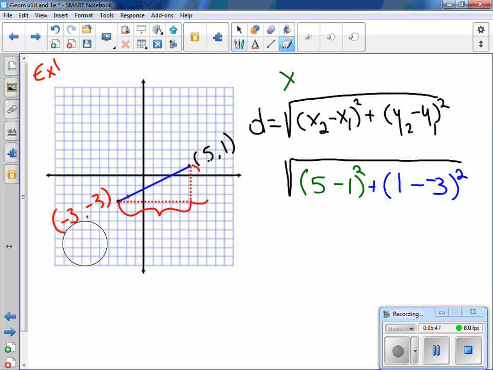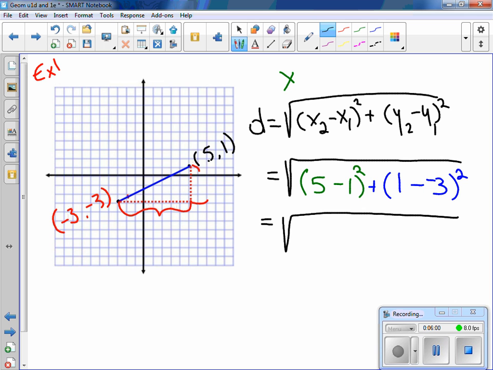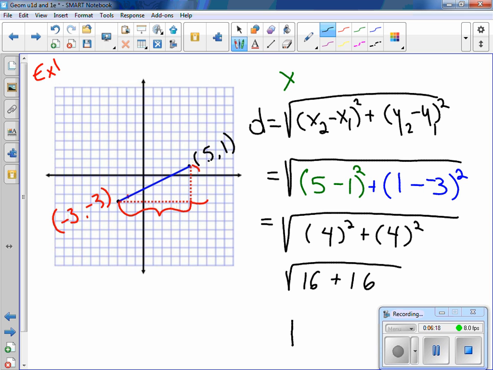Alright, so now we just go through and we do our math. Five minus 1 is 4, so we have 4 squared. 1 minus negative 3 is 4, so I'll also have 4 squared. So that gives me 16 plus 16, which is the square root of 32.